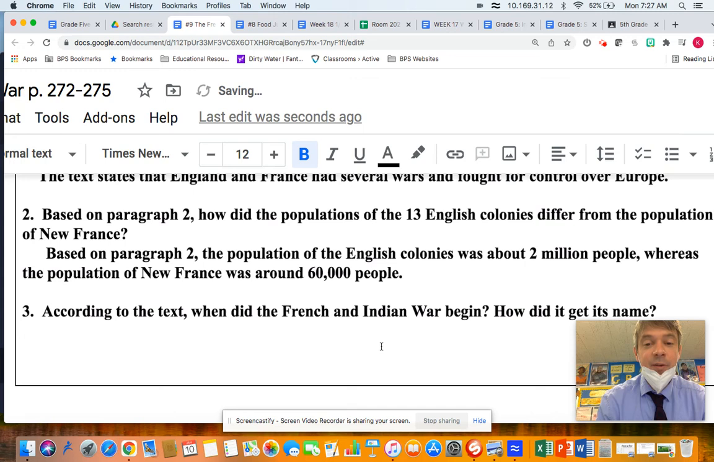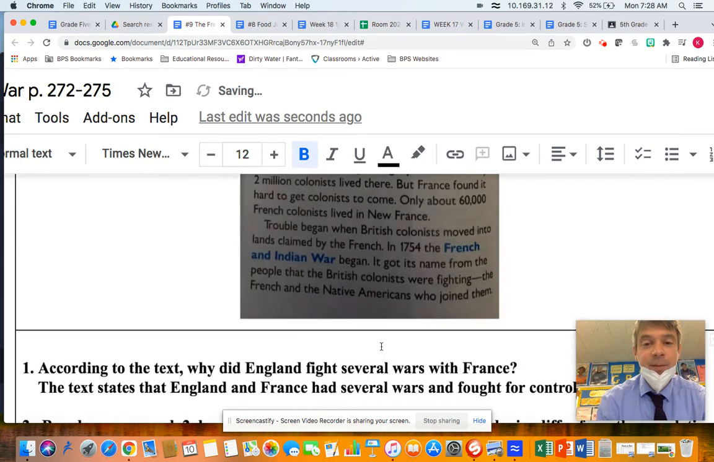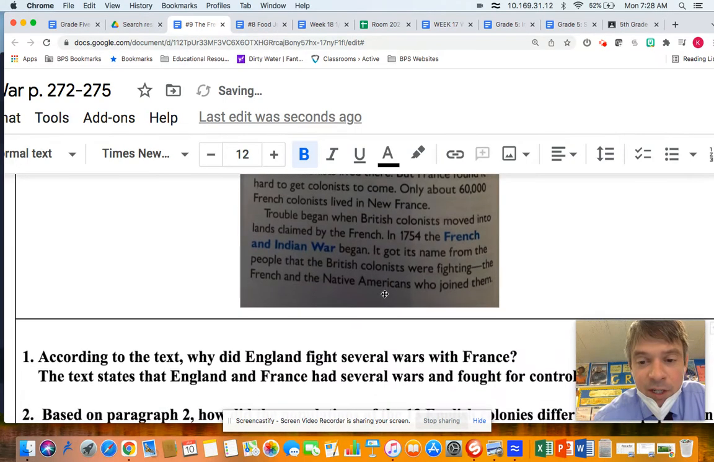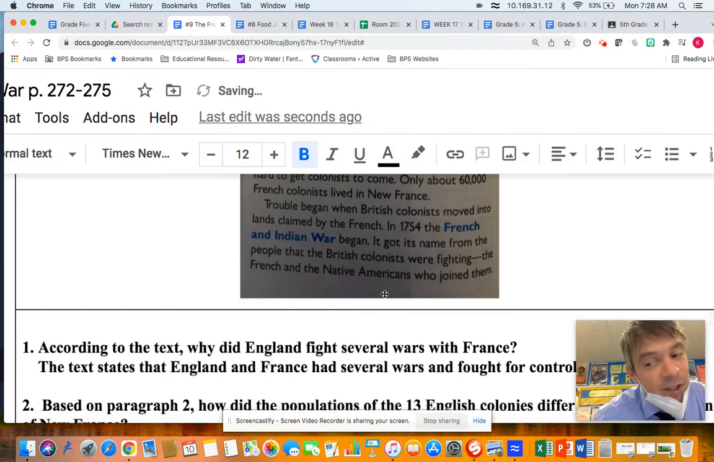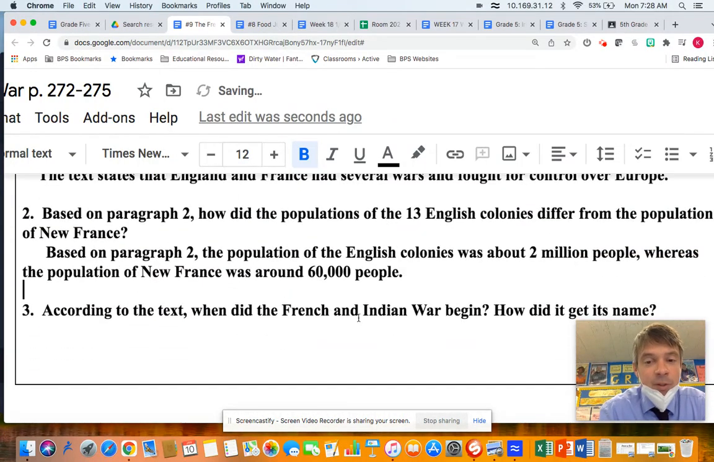According to the text, when did the French and Indian War begin and how did it get its name? So back here it says, 1754, the French and Indian War began. It got its name from the people that the British colonists were fighting, the French and Native Americans who joined them. So it wasn't the French against the Indians, or meaning the Native Americans, but that's who the British were fighting.